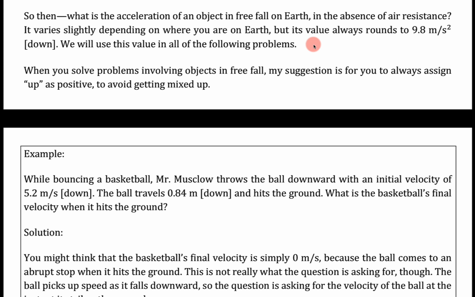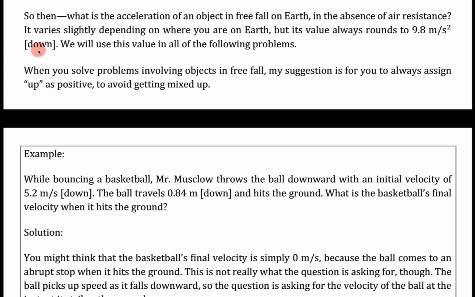If you're on the top of a mountain, then the acceleration from Earth's gravity is going to be slightly less than if you're at sea level. The farther away you get from Earth's center, the smaller the value of the acceleration. No matter where you are on Earth's surface, though, the acceleration always rounds to 9.8 meters per second squared down. It always rounds to that value. And so we are going to use that value in the problems that we look at in this handout.